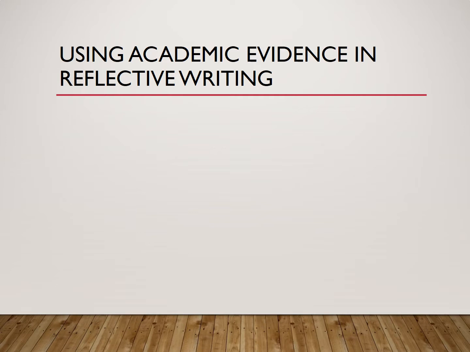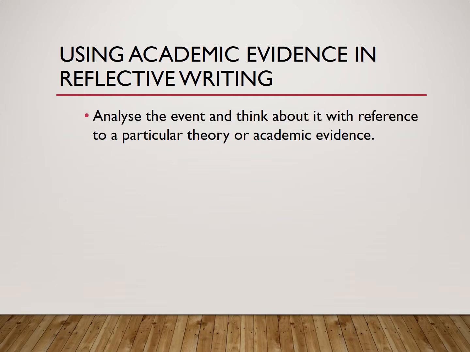So, how do you actually use academic evidence? This is a master's level project. I expect to see good evidence of reading, good evidence of academic understanding of what strategy is. So, when you analyze individual events, think about the models you use, but also think about what the theory said about how the outcome should have been.